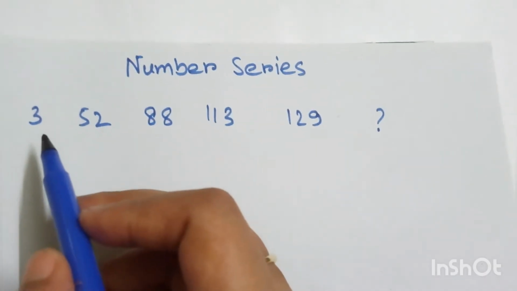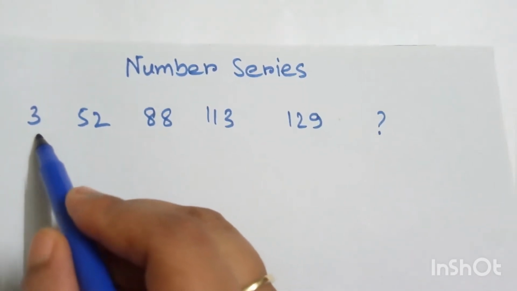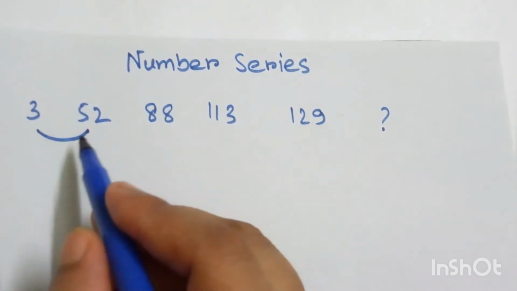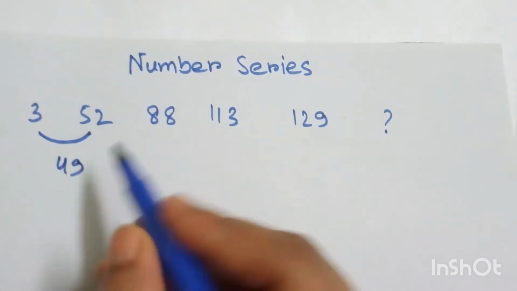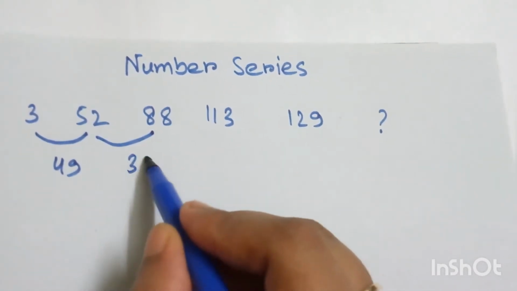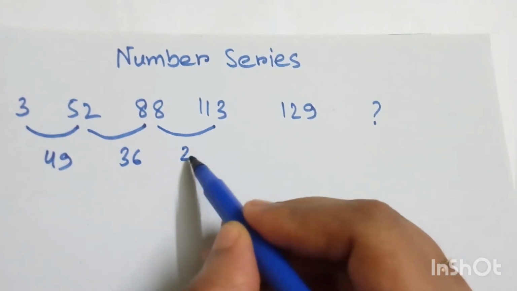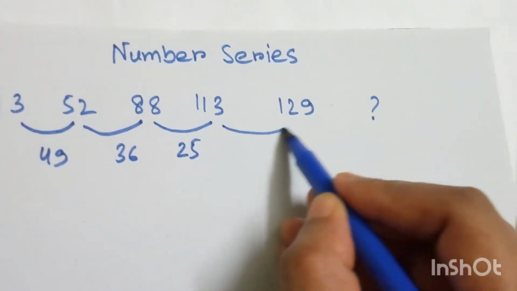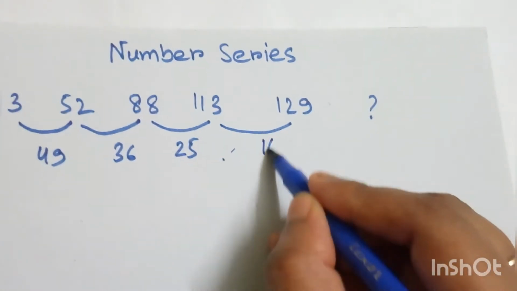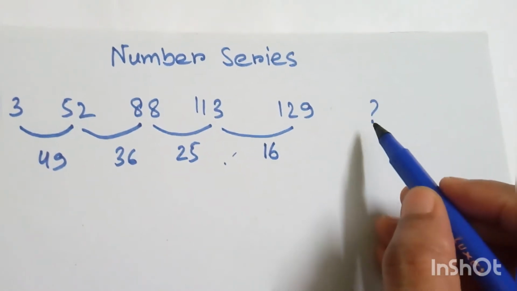This is the first example. So first find the difference between these numbers. The difference is here 49. And the difference between these two numbers is 36. And these two is 25. And these two is 16. So what will be the number?